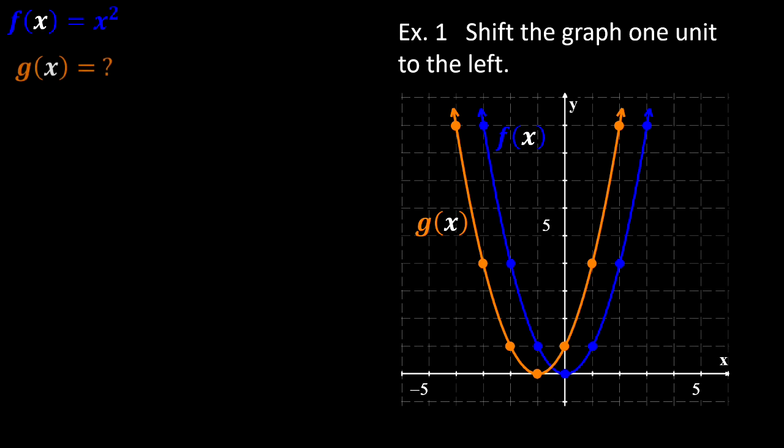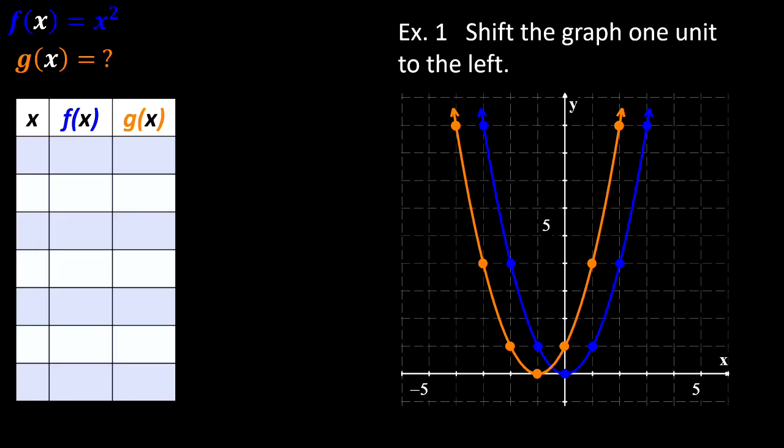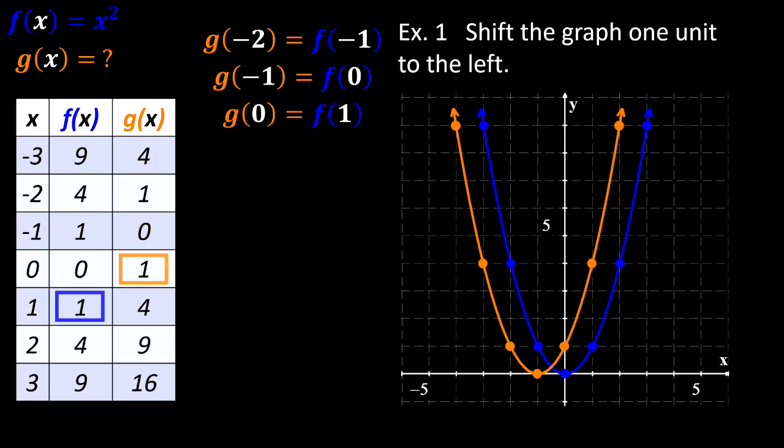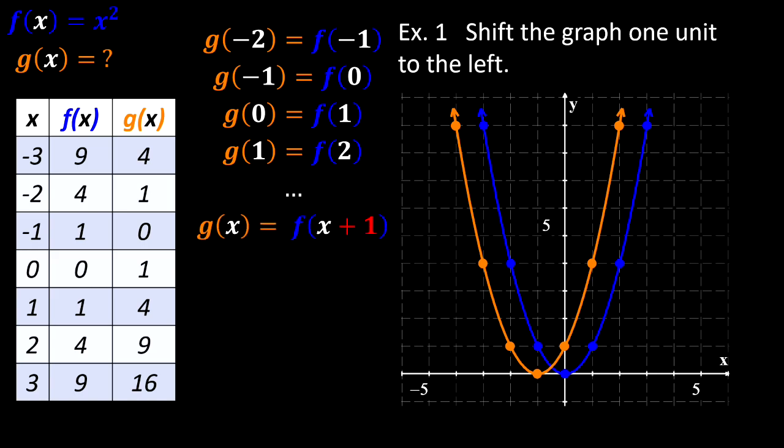But what function represents g? It will now be useful to look at the tables associated with these two graphs. Notice how the inputs for the functions are related when the outputs are the same. This pattern will continue on like this forever. Notice that the functions g and f have the same output when the input for f is 1 unit larger than the input for g.